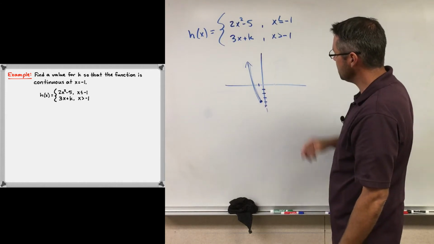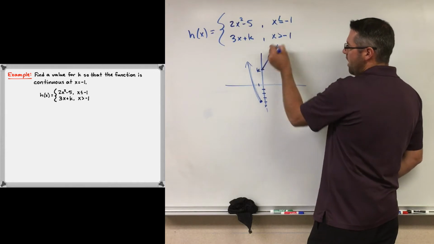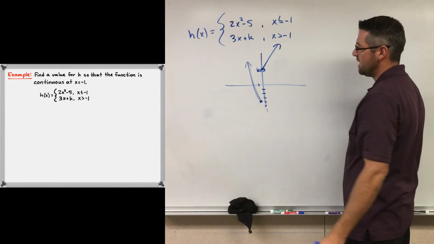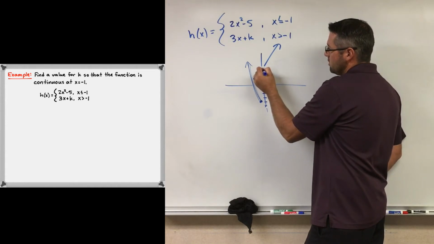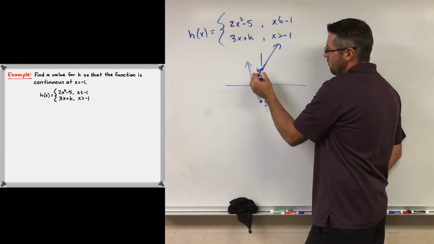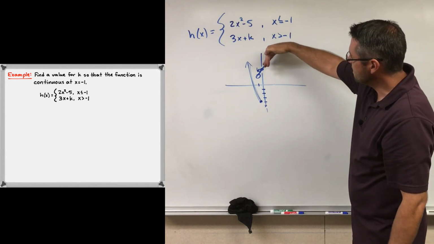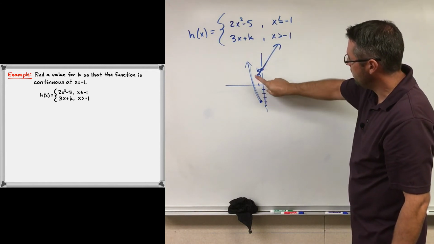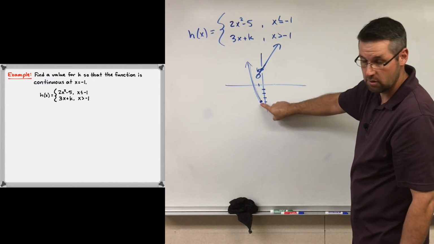Then the 3x plus k, I don't know what k is. Let's just say that this is k here. Well, then the graph would look like this. That's not continuous. Oh, sorry, not there, at -1. So at -1, it's not continuous. So what would we have to do in this case? We'd have to take that line and shift it down until that point lines up with that point, okay?